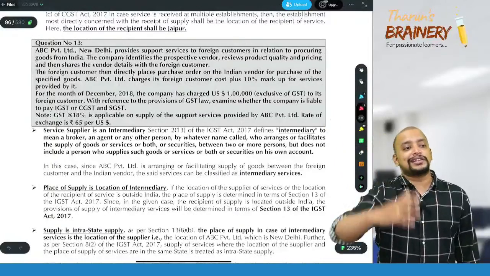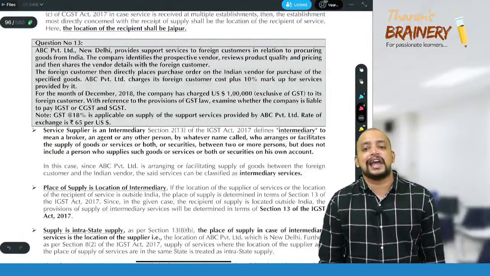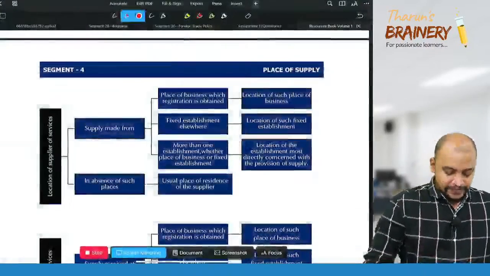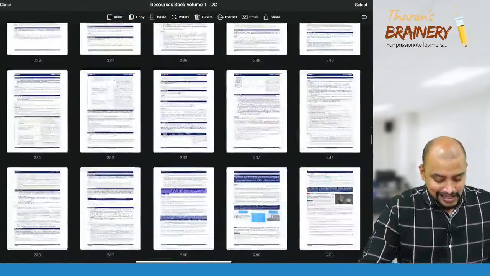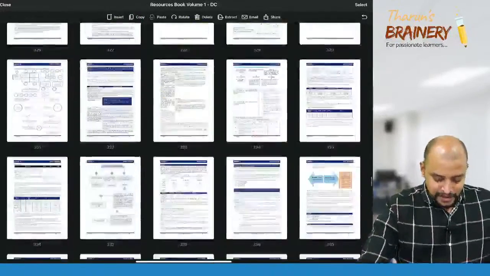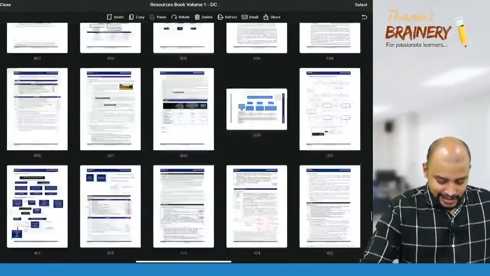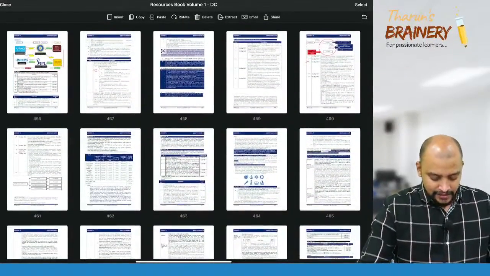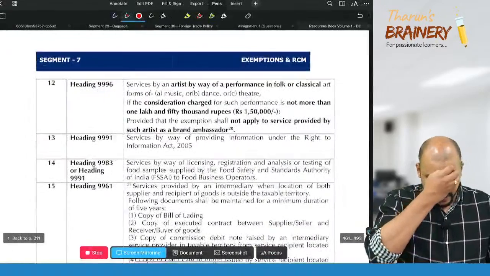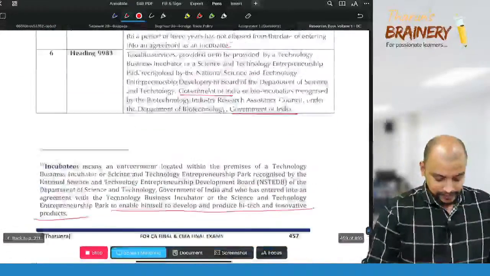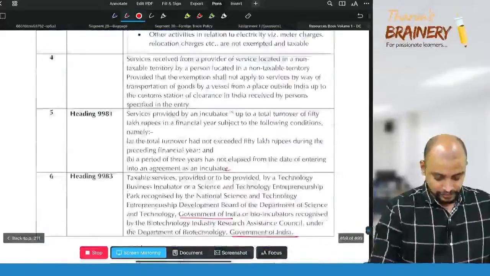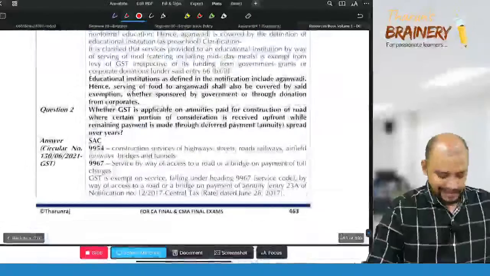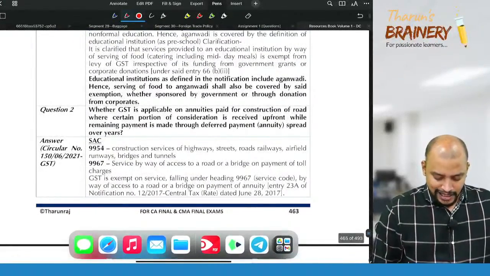So, if you want, you check that exemptions under the IGST Act. I have given that under exemptions under the IGST Act. In exemptions at the end, even you can see that in the book also. I remember that I have given that.